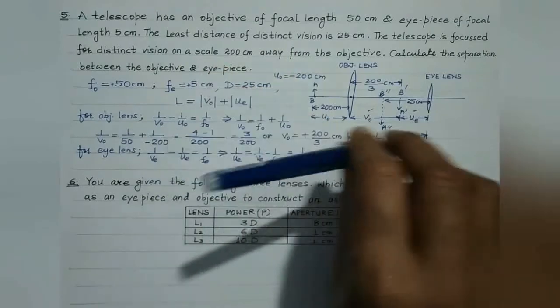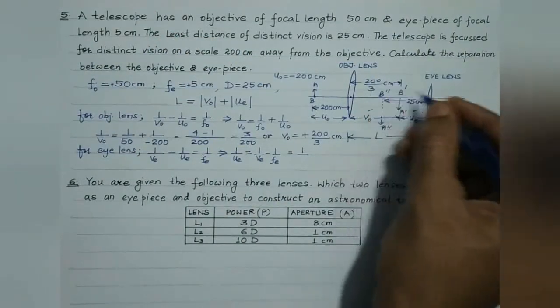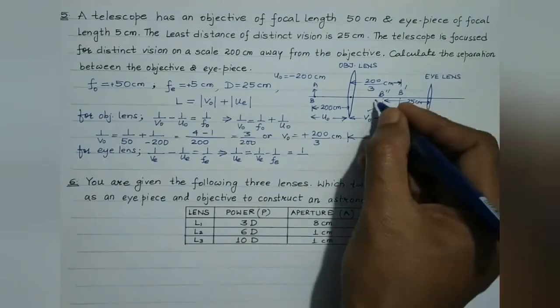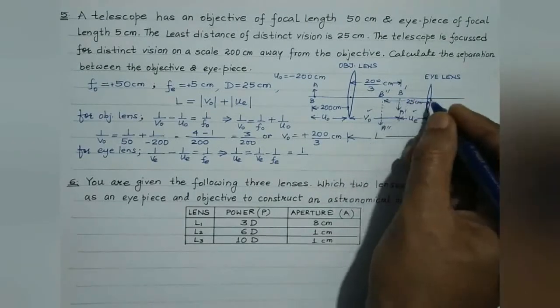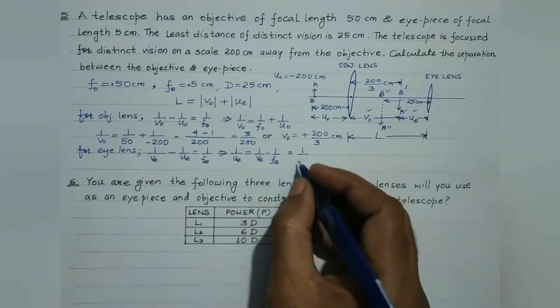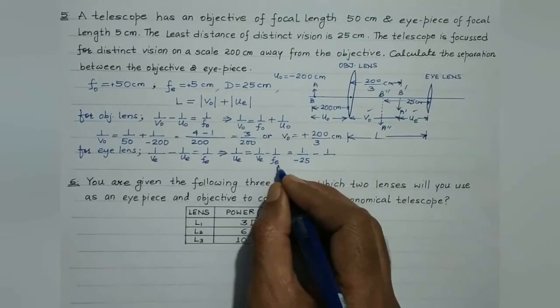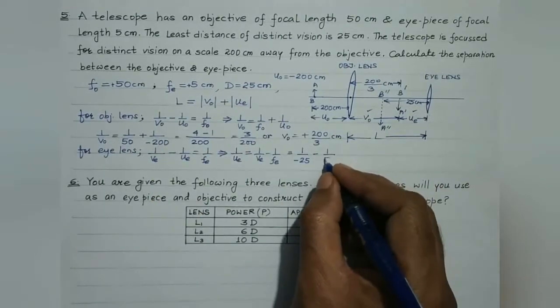Now students, the direction of the incident ray is from left to right. So when you measure this distance from the optical center in a direction opposite to that of the incident ray, this distance is to be taken as negative, right? So VE is minus 25. Focal length of the eye lens is given to be 5.